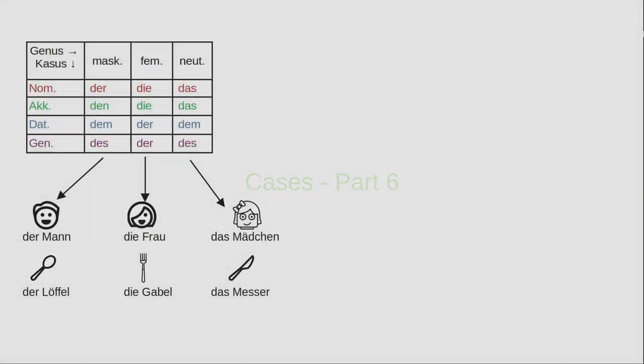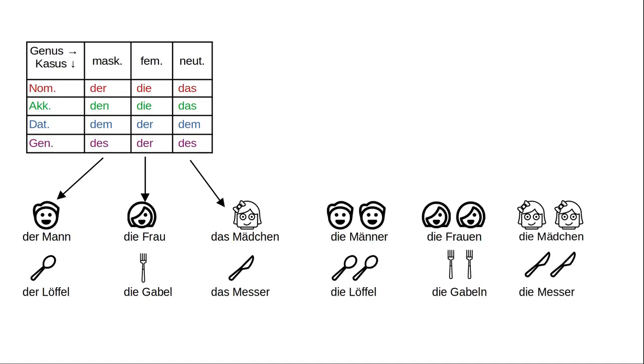Things are moving along nicely. We now know the forms for case and gender for words like der Mann, die Frau, das Mädchen, der Löffel, die Gabel, und das Messer. But what we don't know yet is the form for plurals like die Männer, die Frauen, die Mädchen, die Löffel, die Gabeln, und die Messer. Notice, by the way, that the words for girl, spoon, and knife are the same in both singular and plural.